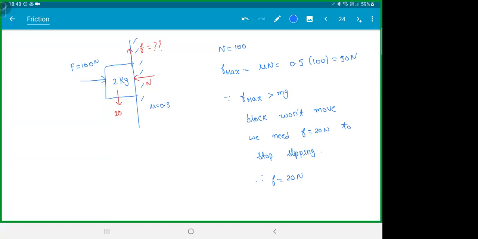F is not 50. That is a mistake people do. You have to prove it is slipping. Then you write F max. If you don't know it is slipping, you prove it. Therefore, contact force will be root of N square plus F square. N is 100, F is 20. Root of 100 square plus 20 square, which is root 10,400. Check. Yeah, right, Venkatesh. Vidyut.